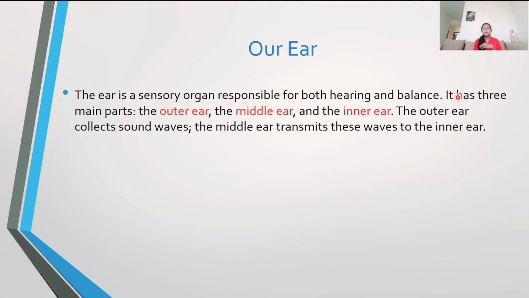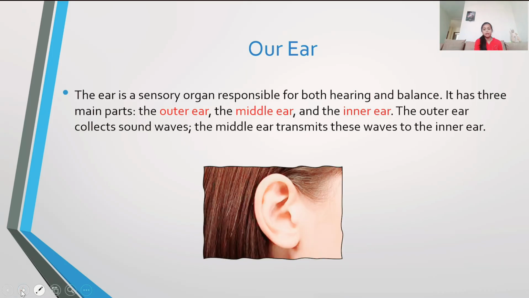Okay, so the ear is made of what? Three parts. The main parts, that is the outer ear, the middle ear, and the inner ear. The outer ear is used to collect the sound waves, that is visible to us. The outer ear is also known as the external ear or the pinna. The middle ear transmits these waves to the inner ear. What happens, the outer ear will collect the sound waves, transmit to the middle ear, and from the middle ear it will transfer to the inner ear. So over here we have the ear. This is a human ear.